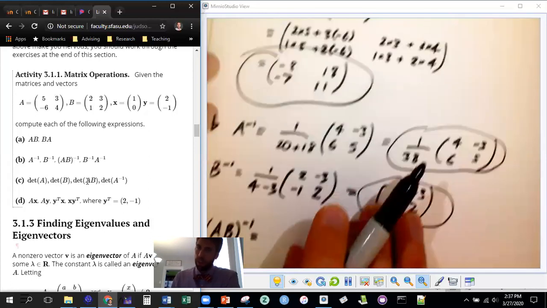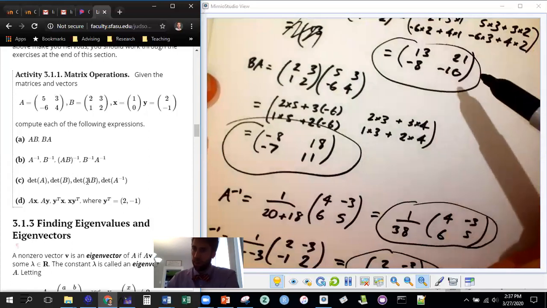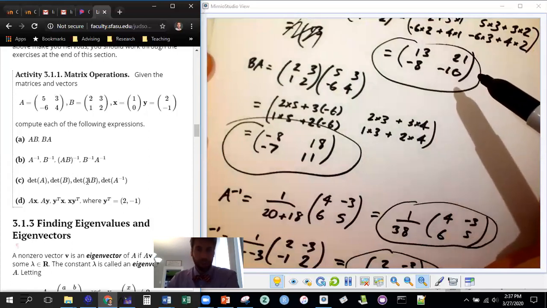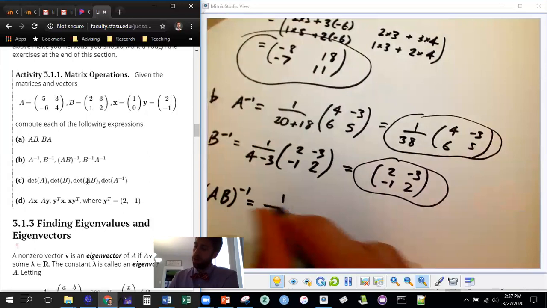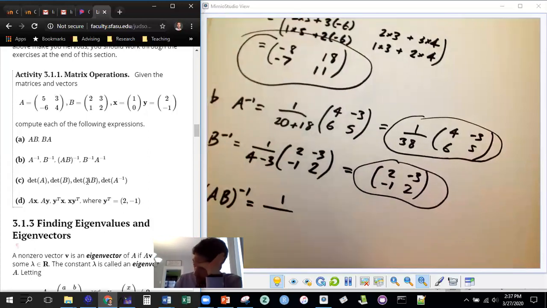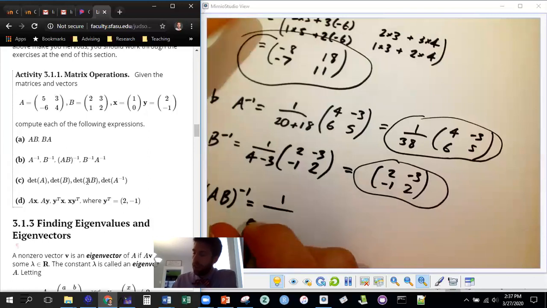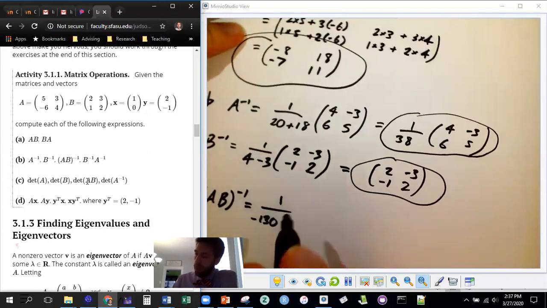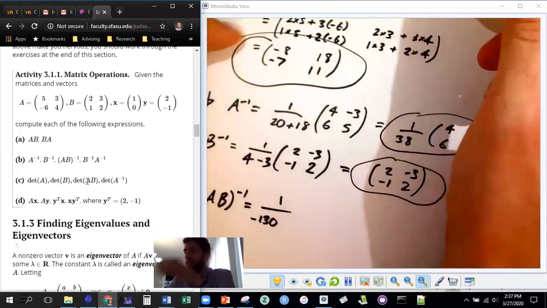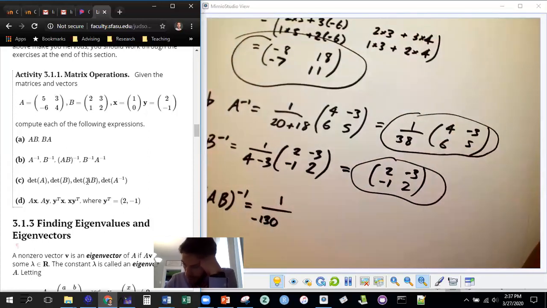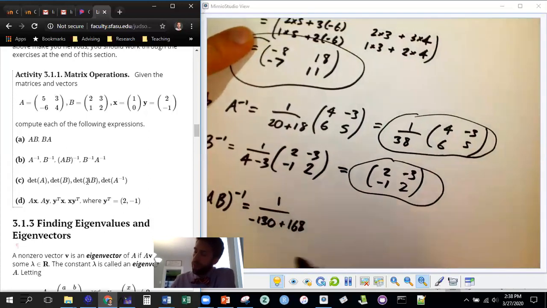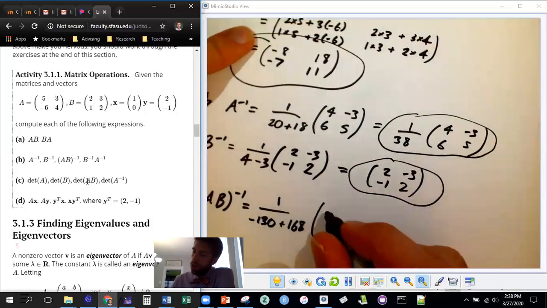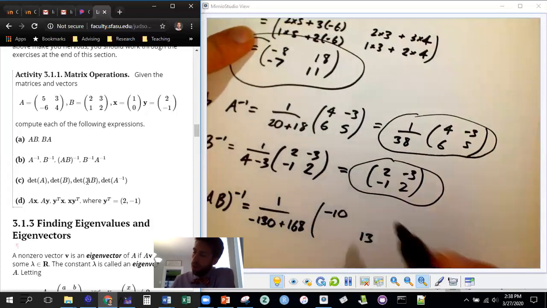equals, so here I have AB way up here. You can't see it anymore, but you should have tried this before watching this video, so hopefully you have it. So 13, 21, negative 8, negative 10. So 1 over the first diagonal, 13 times negative 10 is negative 130, and then minus a negative 8 times 21, which is 168, so plus 168, times, and then diagonal entries switch, and off diagonals become negative.